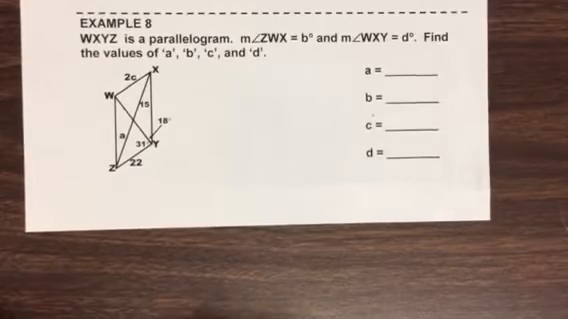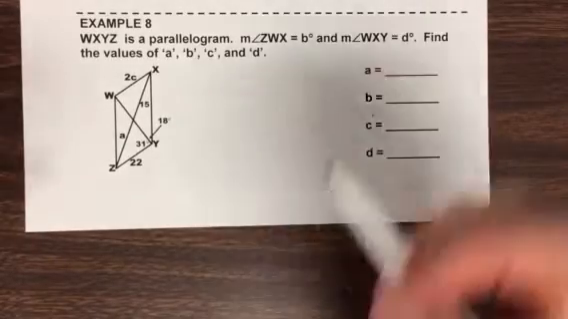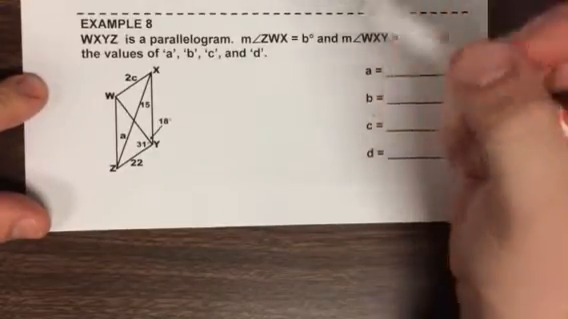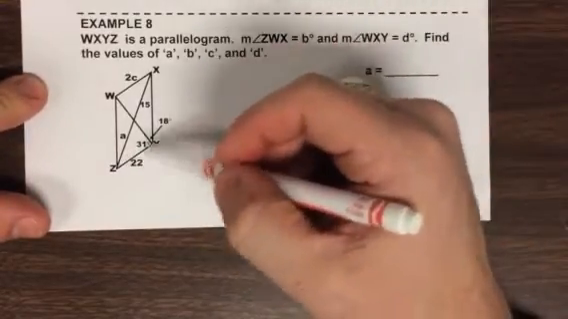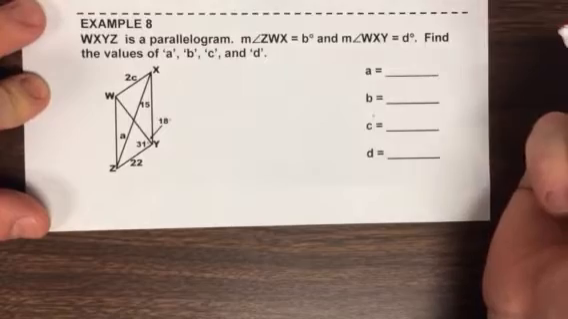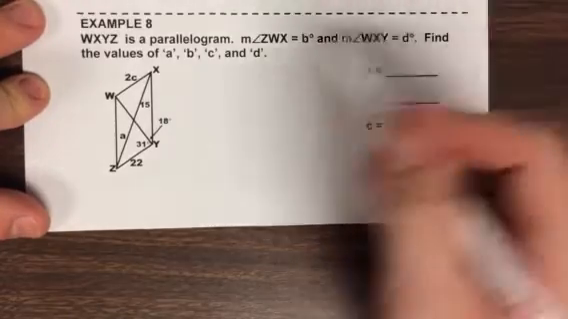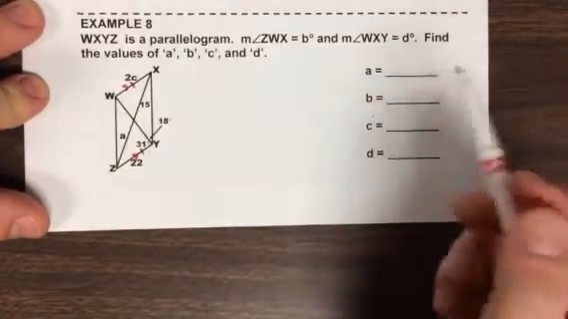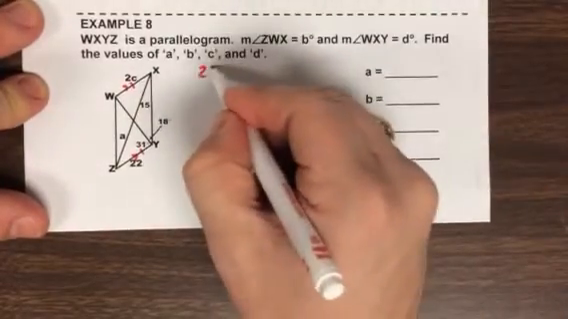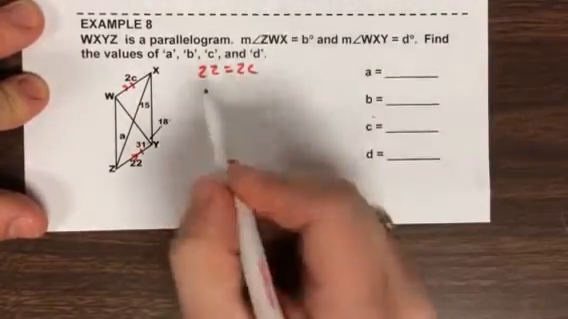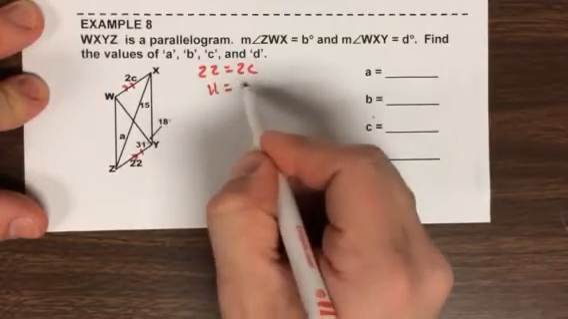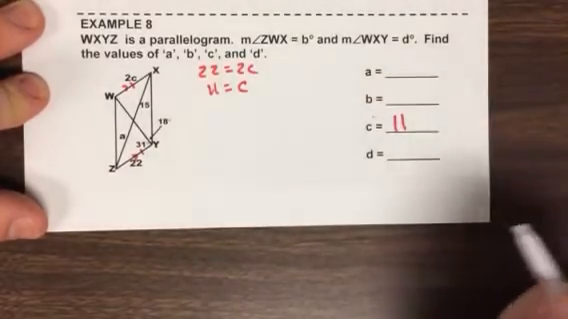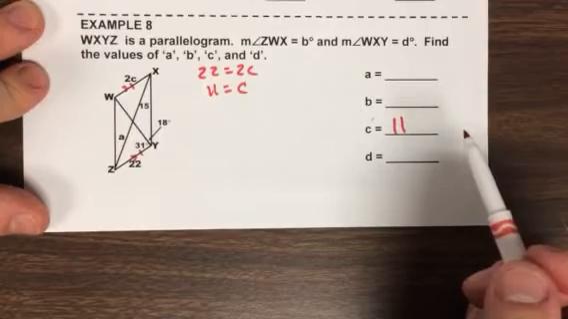So, looking at the next problem here, we've got 22 and we've got 2c. Well, we know that these lines are parallel and congruent because they are parallelograms. So 22 would equal 2c. Divide by 2, 11 must be c. Okay, pretty simple so far.